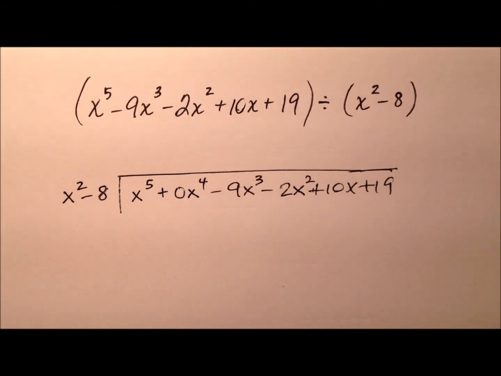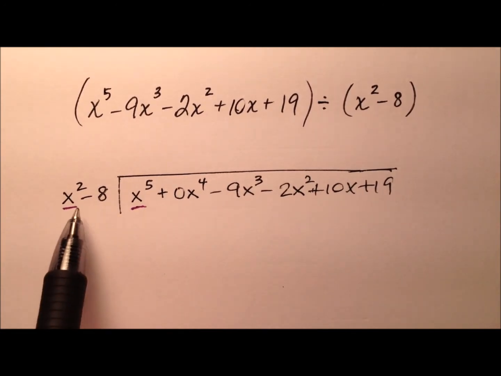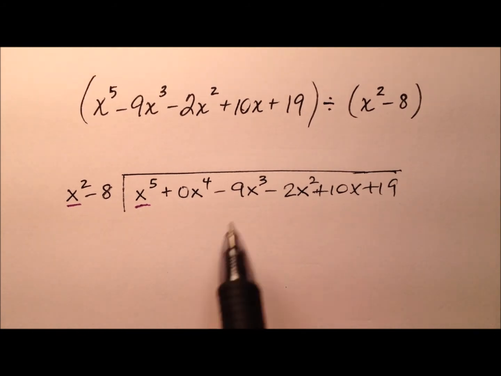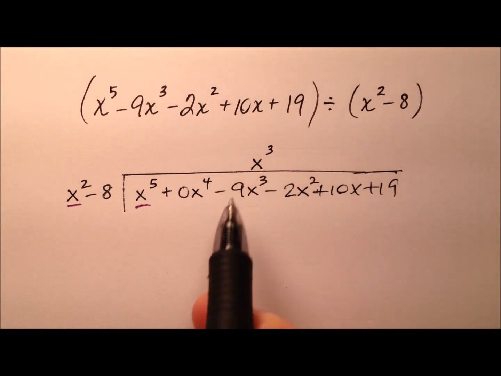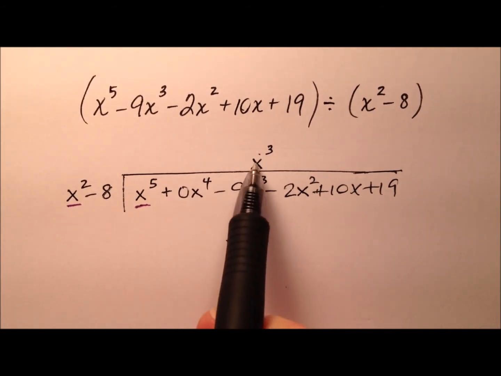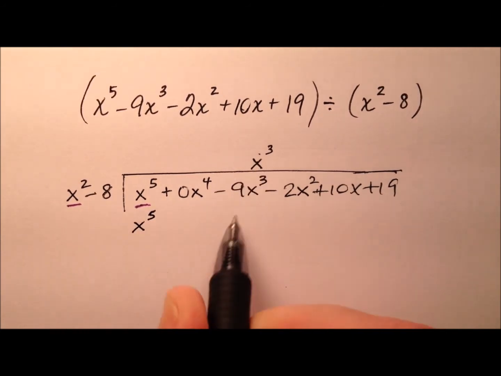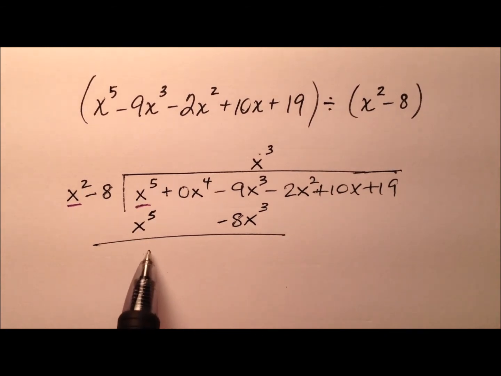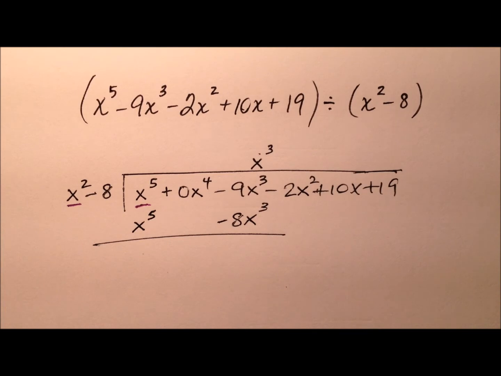So the first question I'm going to ask myself is, looking at these leading terms, what do I multiply by x squared to get x to the fifth? And that answer is x cubed. So let's go ahead and write it here above the x cubed column. And when I go back through and multiply, I'll have x to the fifth, and then x cubed times negative 8 is negative 8x cubed. And again, it's very important that even though I'm missing terms, that I line everything up really nicely.